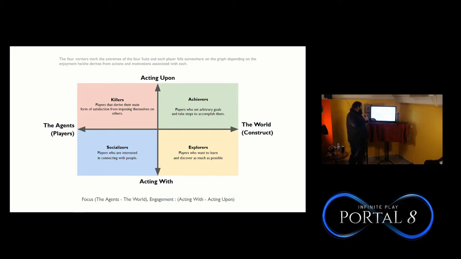Socializers: players who are interested in connecting with people. They are basically the machine that fuels this whole construction, because they talk to people all the time, and they like talking to people, and they like people talking back, and they like organizing, and they like sending people to tell other people stuff and convey information, and expanding a bubble of fuzziness and love until it encompasses the whole game. Killers: players that derive their main form of satisfaction from imposing themselves among others.